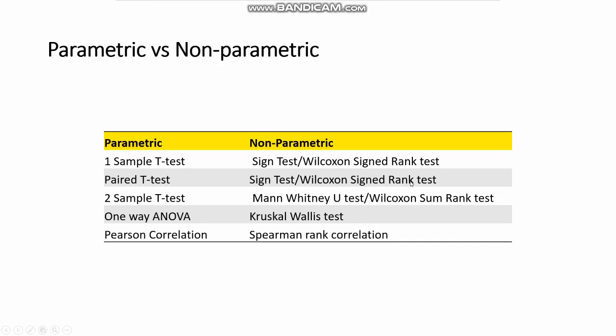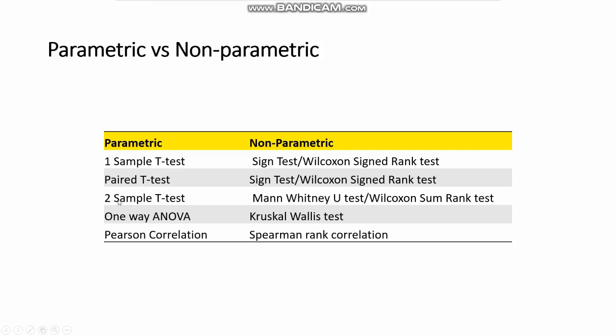And this is because, as you remember, for paired t-test, after you calculate the difference between the two paired groups, it becomes like one sample, right? So the difference is just one sample. So one sample t-test and paired t-test, both of them use Wilcoxon signed rank test.